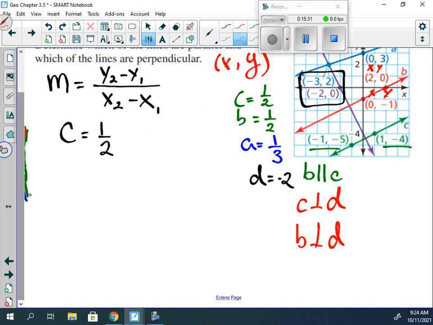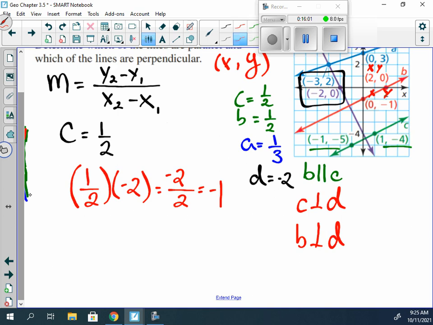Now, if we also took it from the definition, 1/2 times -2. Well, if we multiply these together, the -2 would multiply by the 1 on top, which would be -2 divided by 2. And -2 divided by 2 is -1, so the product of their slopes is -1. So those are the two ways we can come about it.